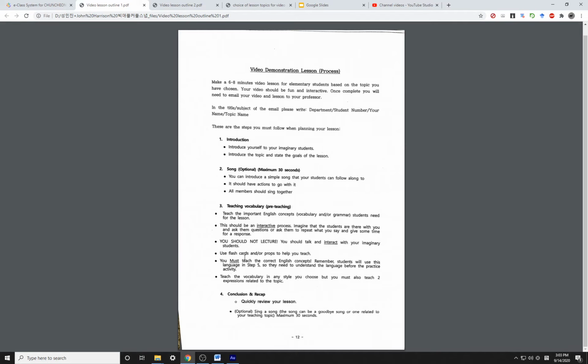This is quite important. You have to teach the correct English. Be very careful that you don't teach incorrect English. You're going to bomb on points for that section. Your total grade is made of 500 points. A large share of those 500 is the correctness of what you're teaching.